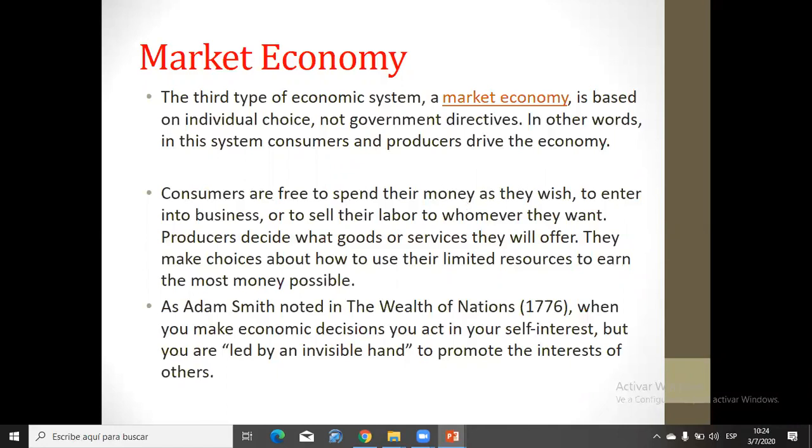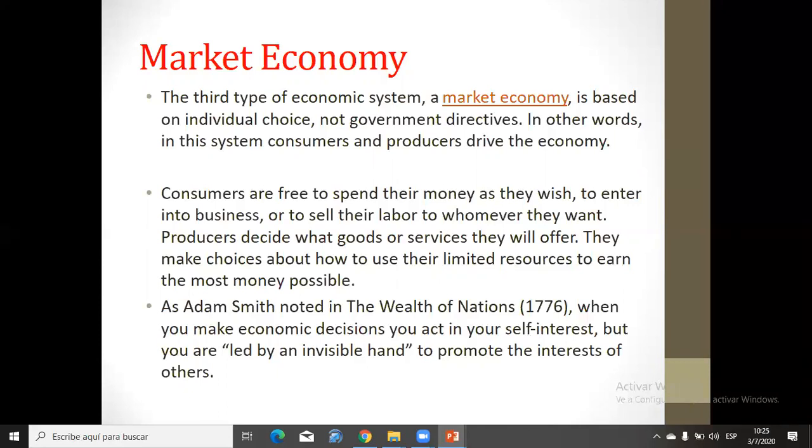So consumers are free to spend their money as they wish, to enter into business or to sell their labor to whomever they want. Producers decide what goods and services they will offer. They make choices about how to use their limited resources to earn the most money possible for their business, okay? Now over here, as I said, Adam Smith, he is the father of the modern economy, noted in The Wealth of Nations, that is the Bible of the modern economy also. In 1776, when you make economic decisions, you act in your self-interest, definitely. But you are led, according to him, by an invisible hand to promote the interests of others, okay? Later on, we're going to go deeper into the market economy.